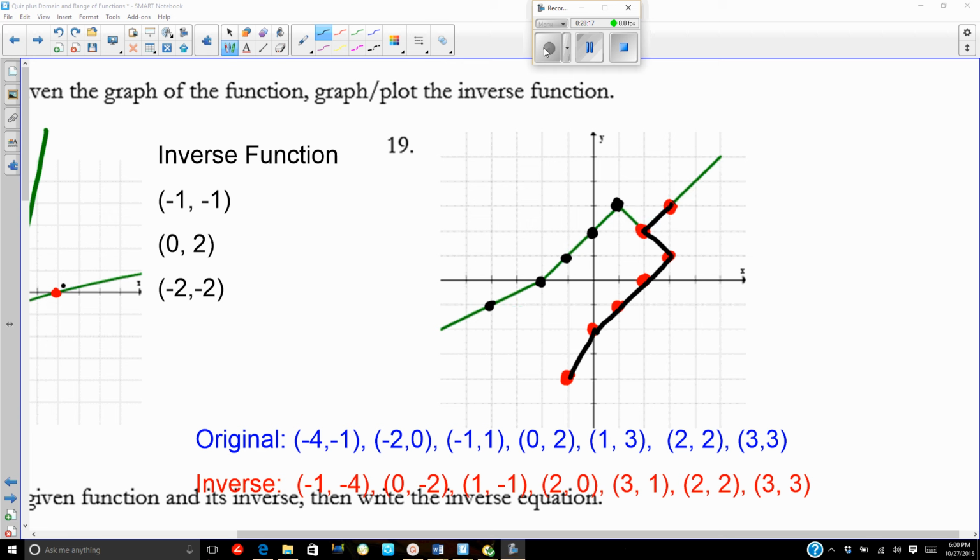All right, so what I've drawn in black, there's the inverse function. That would be your answer, but just one more time, just to show you, those two functions are symmetrical about the line y equals x. So that proves they're inverses. It's a good way to check your answer. If it doesn't look symmetrical by that line, you may have made a graphing mistake.